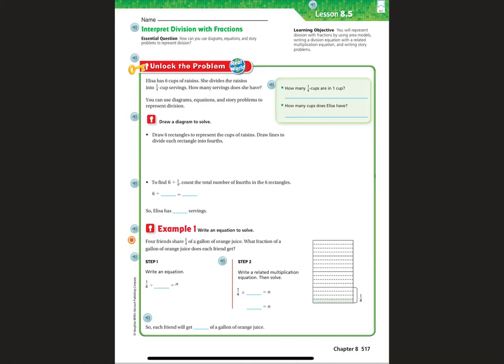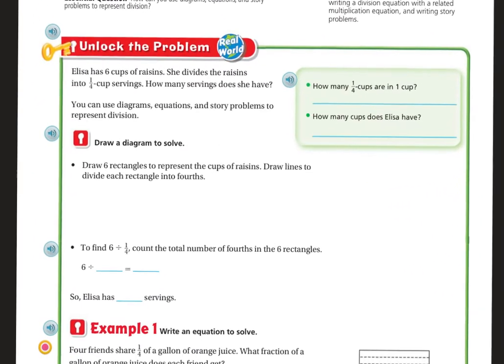Hi, fifth graders. Today we're going to be doing lesson 8.5 in the math book. This is on page 517. Let's take a look at the lesson. Today's lesson is all about interpreting division with fractions. So let's unlock the problem.